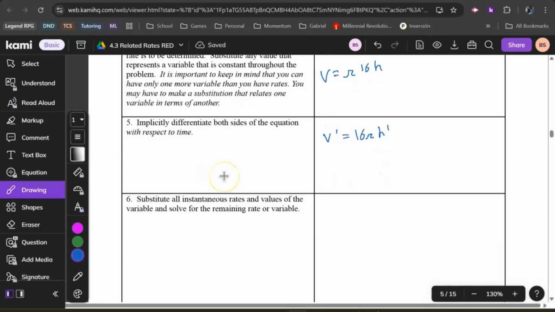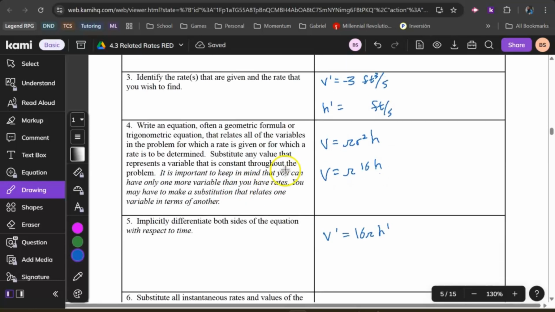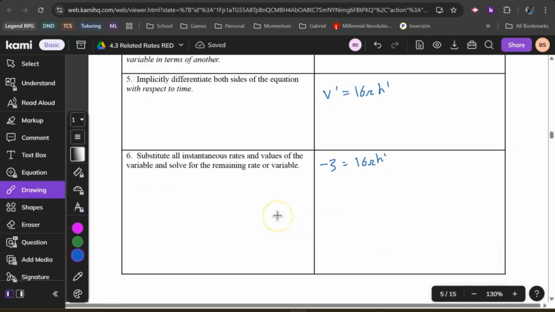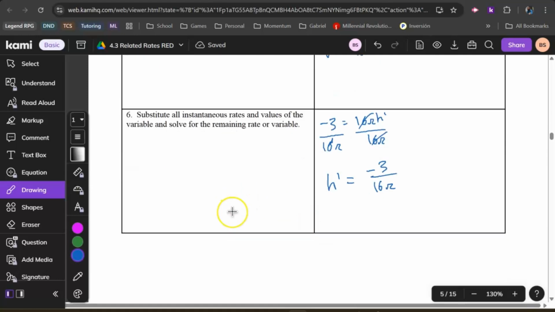Then we're going to plug in the things that we know. So in this particular case, they gave us V prime. So that's going to be negative 3 equals 16 pi, and we're looking for our h prime. And so all we need to do here is, of course, slide these over. And so those cancel. And so h prime is going to be negative 3 over 16 pi. Apologize, I know that's a little messy up there, but there you go, that one's a little better. Okay, so easy enough, I think, I'm hoping.